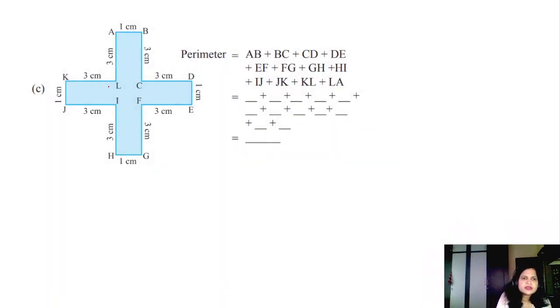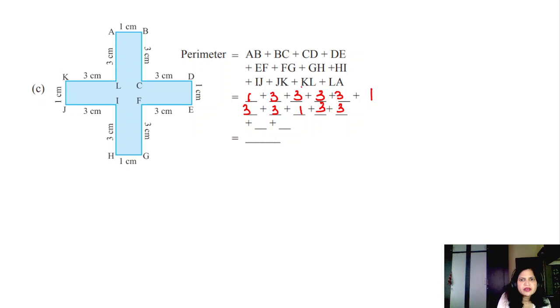And this shape is the plus shape. From AB we start. AB is here. AB is 1 centimeter. Then BC is 3 centimeter. CD is 3 centimeter. EF is 3 centimeter. FG is 3 centimeter. HG is 1 centimeter. HI is 3 centimeter. IJ is 3 centimeter. Then JK is 1 centimeter. Then KL is 3 centimeter. AL is 3 centimeter.